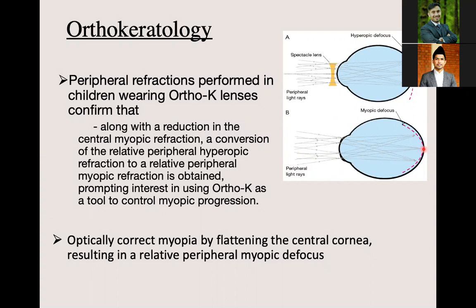This eye after overnight ortho-K treatment has central clear vision as well as peripheral myopic defocus. And peripheral myopic defocus is thought to be the possible factor for controlling myopia progression. Ortho-K optically corrects myopia by flattening the corneal center. Here we have a flattened central cornea, resulting in relative peripheral myopic defocus. It has a thin center and thick periphery of the cornea, and this thick periphery produces myopic defocus, which helps control myopia progression.